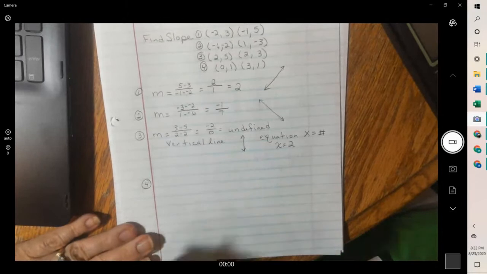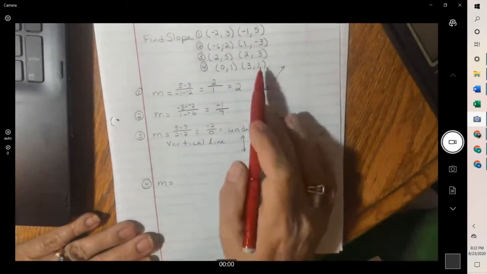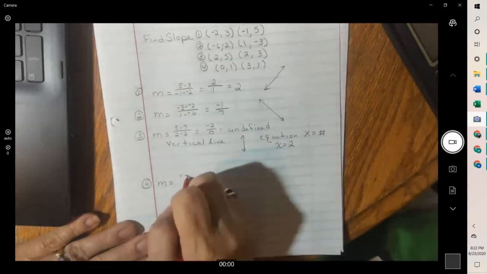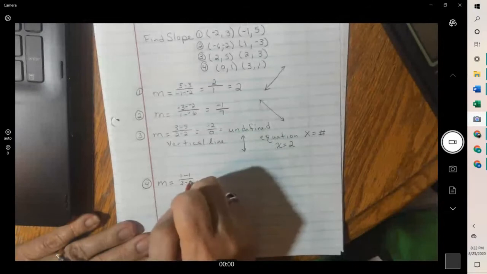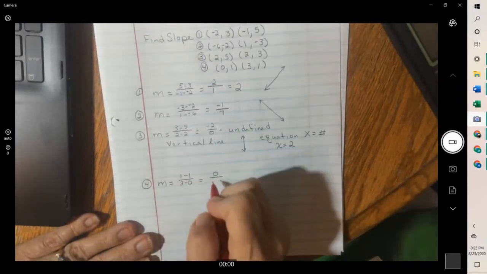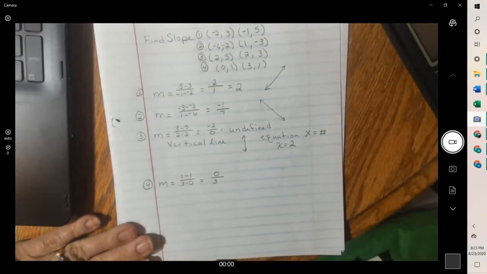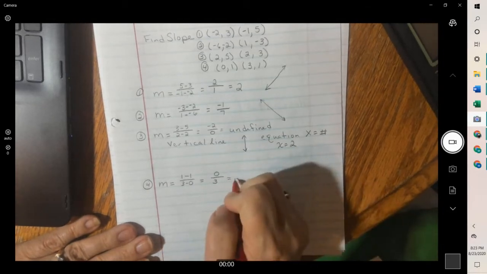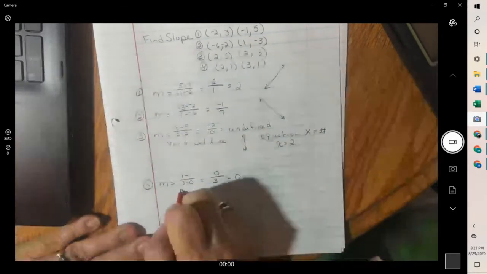The last one, 1 minus 1 over 3 minus 0. 1 minus 1 is 0, and 3 minus 0 is 3. Well, we can have 0 in the numerator, so 0 divided by 3 is just 0. But it is a special graph. This one is a horizontal line.